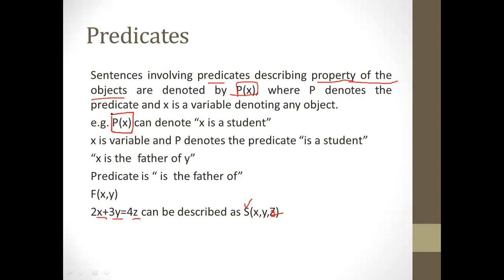predicate, P(x). How do you write P(x)? Colon, x is a student. Second predicate, F(x, y) colon, x is the father of y. Okay, colon, दो dots. Similarly, third, S(x, y, z) colon, 2x + 3y = 4z. So these are the three examples of predicate. ये तीन examples predicate के हमने बताए हैं. तो predicate मतलब क्या हुआ? You are describing the property of that particular object which we are talking about. Okay.